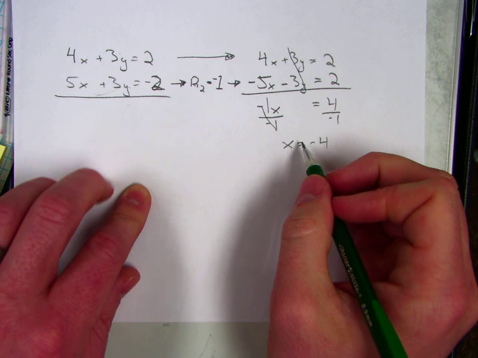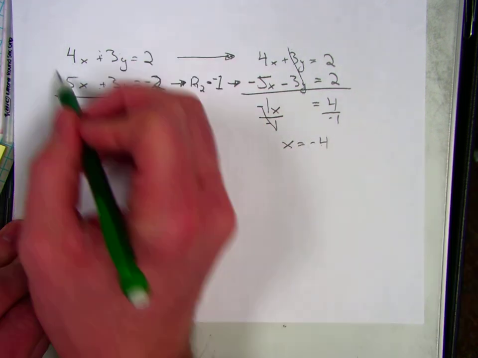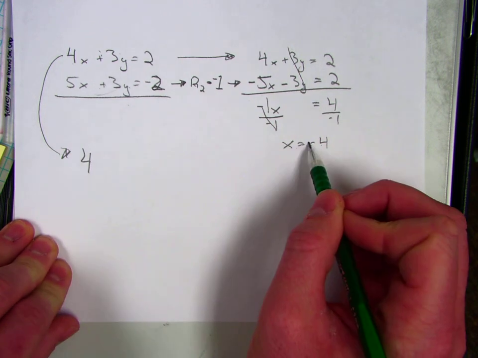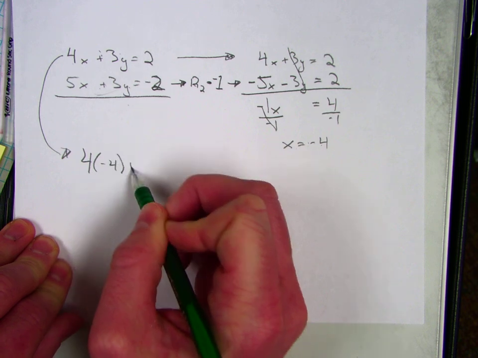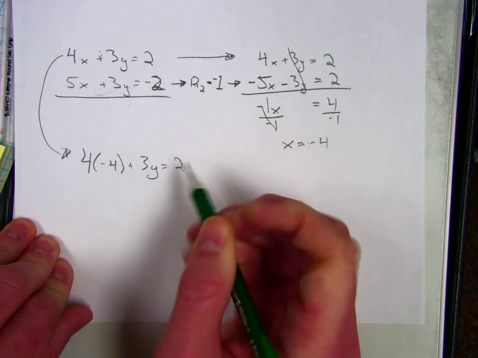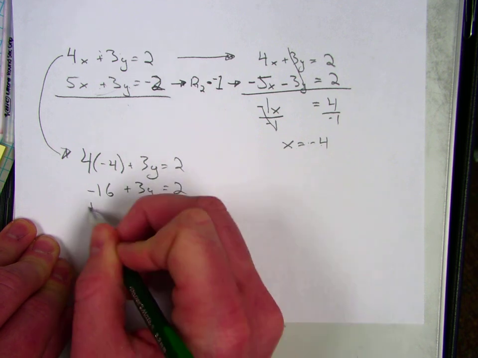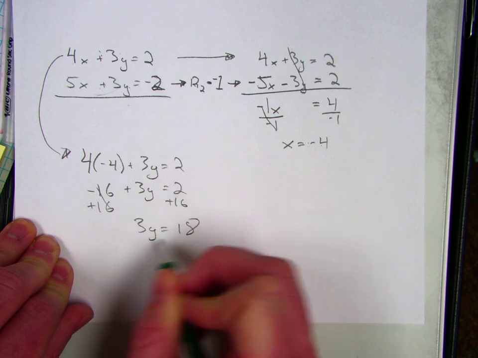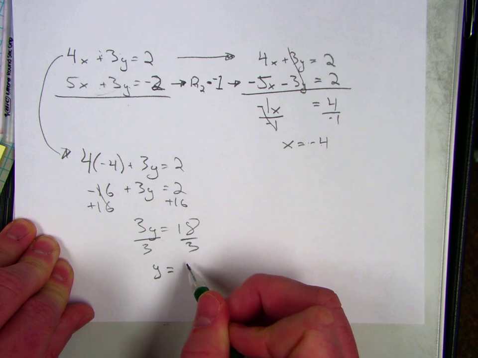Once again, if I know that x equals negative 4, I can pick either of my two equations. I'll just take my first one this time. And then instead of writing the x, I'm going to write what I know x is equal to. And then it's just a matter of solving. I'm going to add 16 to each side. Divide by 3 on each side and get that y equals 6.